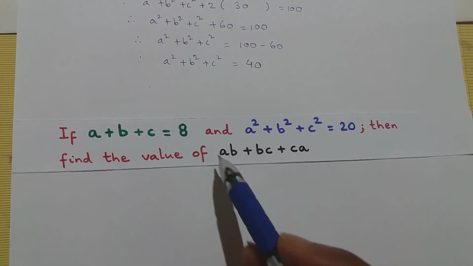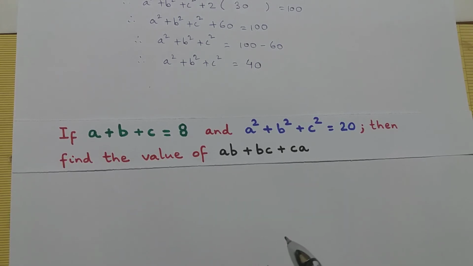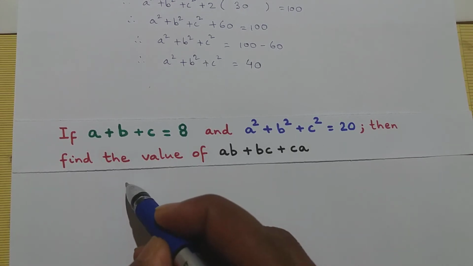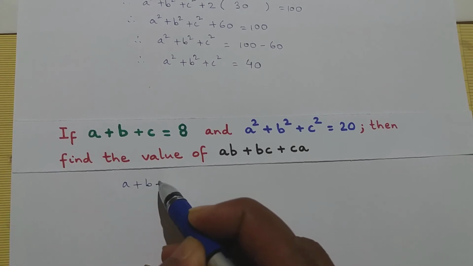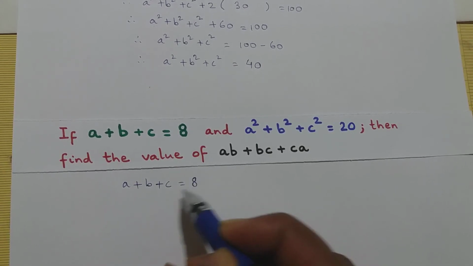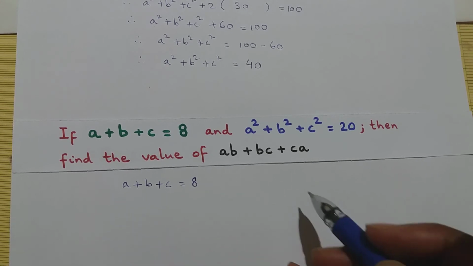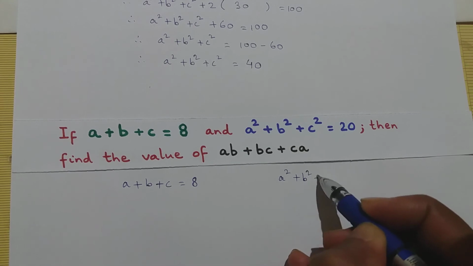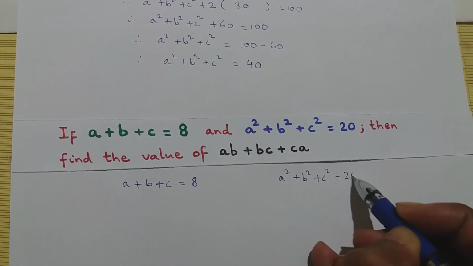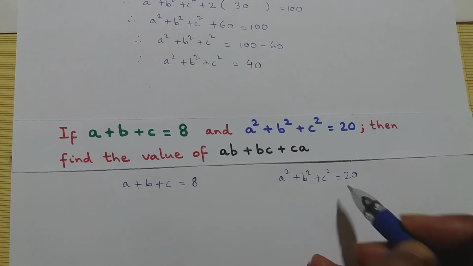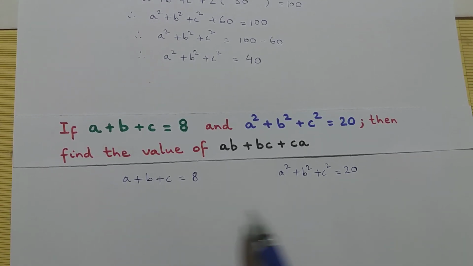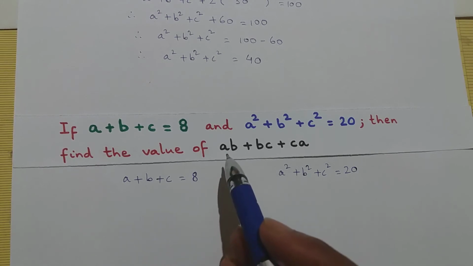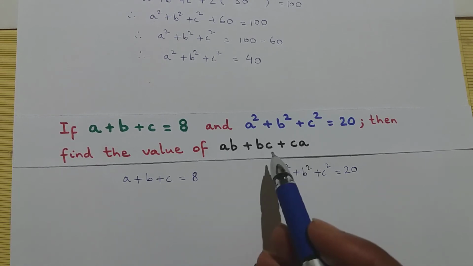So what is the value of this expression? So first I will write down these two given informations. So a plus b plus c is equal to 8. This has been given to us, and we also know that a square plus b square plus c square is equal to 20. This information has also been given to us. So these are the two informations given to us, and using these two informations we have to find the value of ab plus bc plus ca.